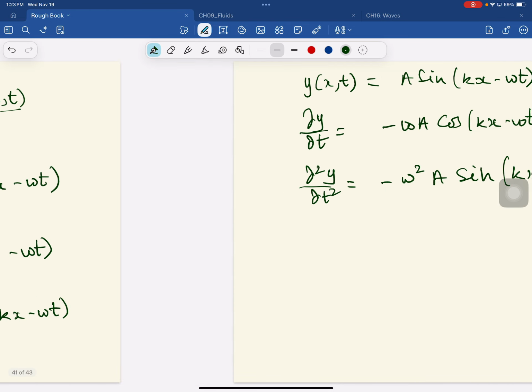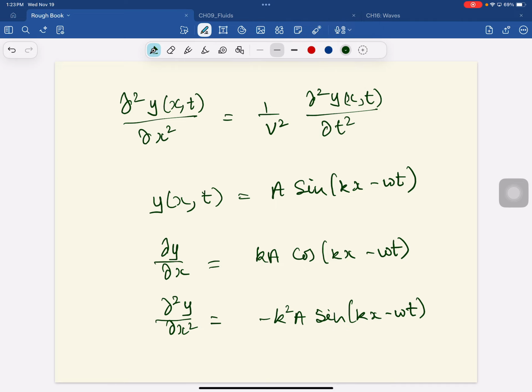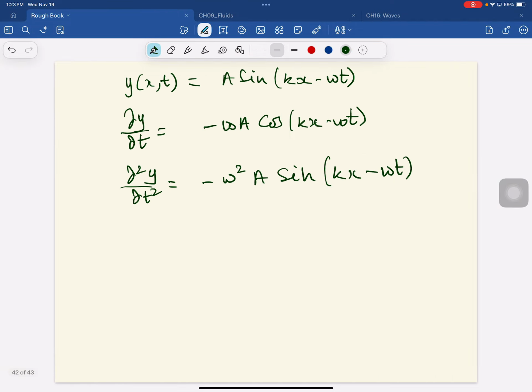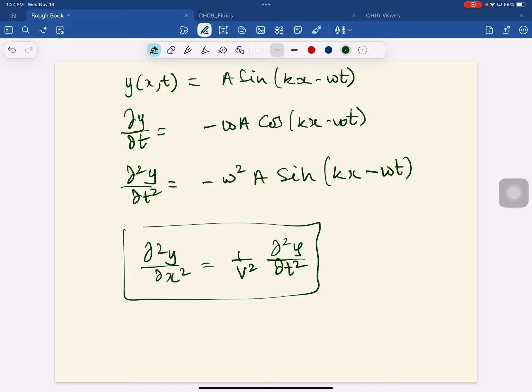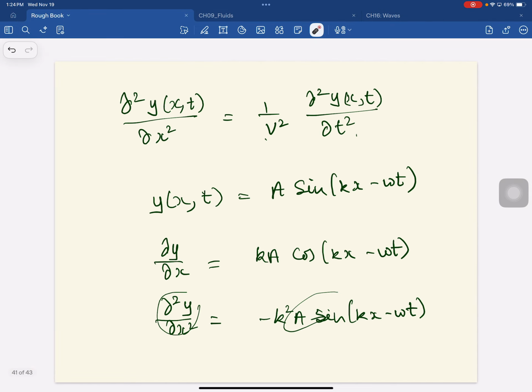All right, so let's equate this and 1 over v squared times that. Is this true? What we are trying to verify is del squared y by del x squared equal to 1 over v squared times del squared y over del t squared. So does our solution satisfy this equation?